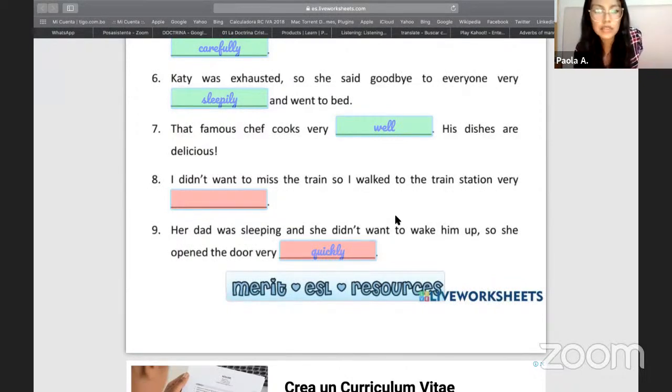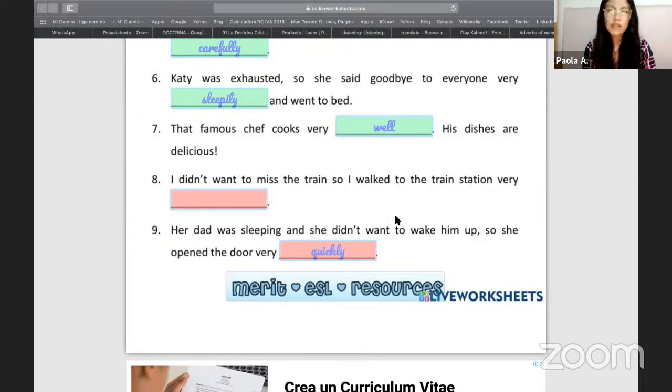I didn't want to miss the train, so I walked to the train station very quickly. No, I didn't want to miss it, that's why I was quick. And her dad was sleeping and she didn't want to wake him up, so she opened the door quietly, no? So it doesn't make any noise.